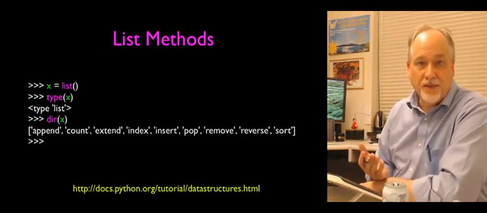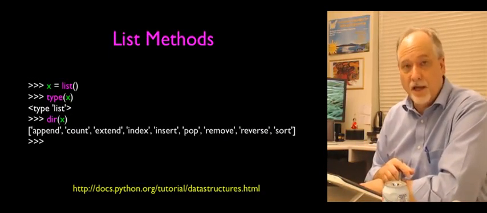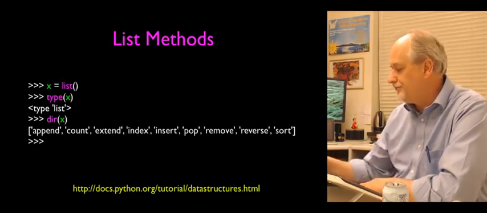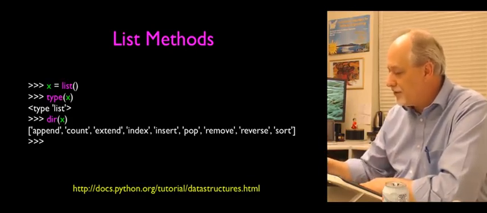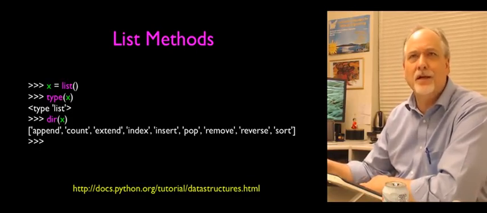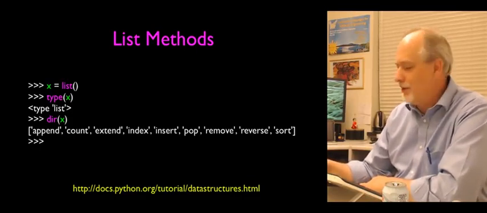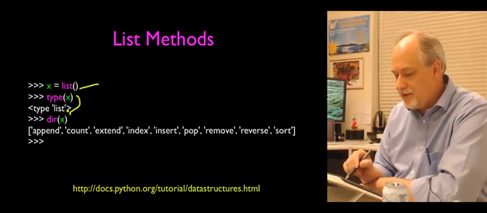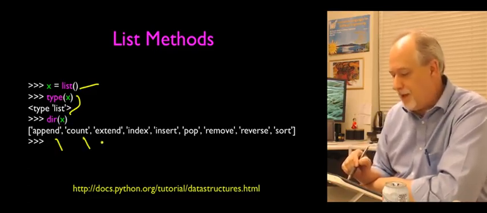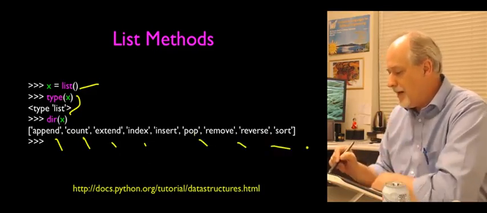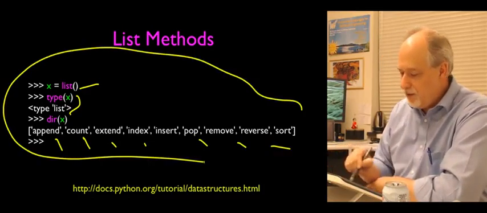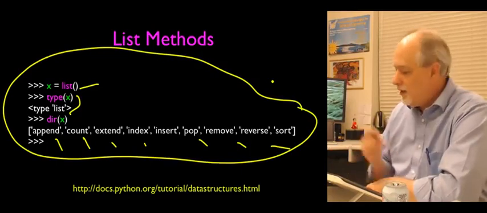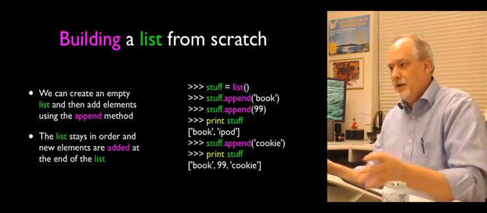There are some methods, and you can read about these online in the Python documentation. We can use the built-in function dir. It doesn't have a lot of use when we're running programs, but it's kind of useful. I like it when I'm typing interactively, asking what can this thing do? So I make a list. List is a unique type. And I say, with dir, what can we do with it? Well, we can append, count, extend, index, insert, pop, remove, reverse, and sort. And then you can read up on all these things. I'll show you just a couple.